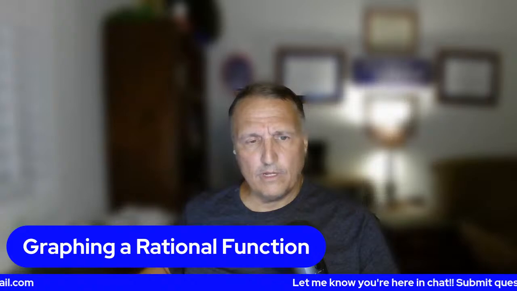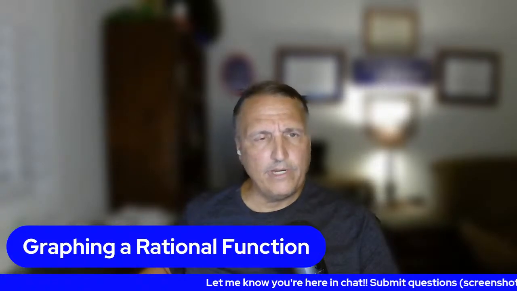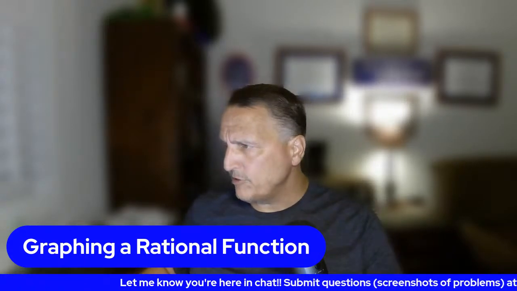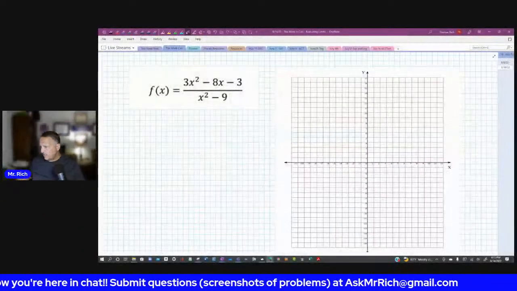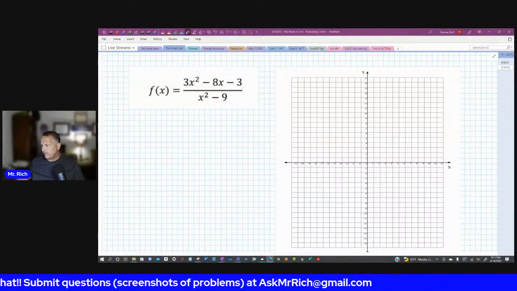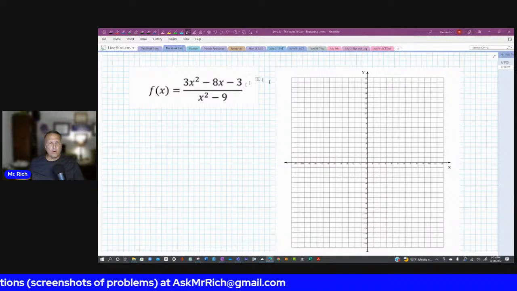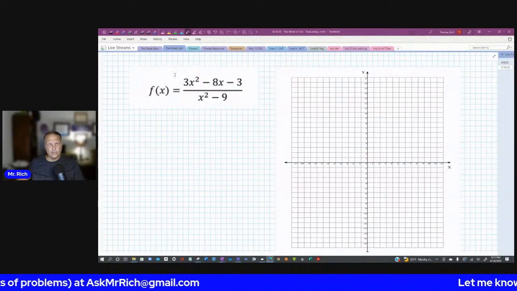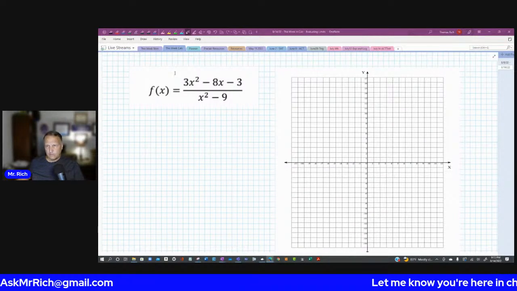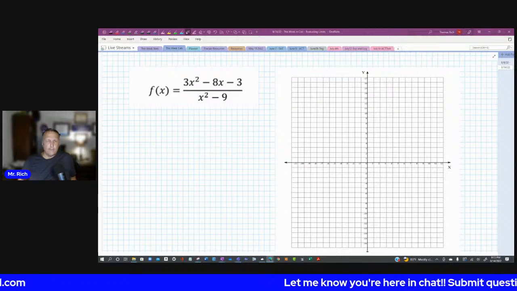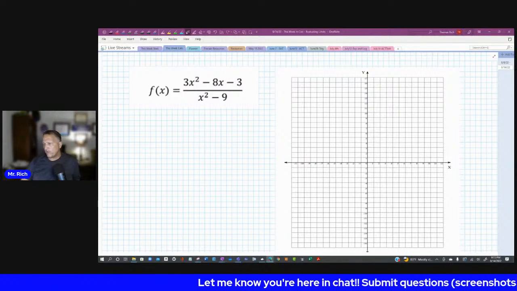So I will pull back up my screen here and show you the function that I want to work with. And there it is. So I want to work with this rational function. F of x is (3x^2 - 8x - 3) / (x^2 - 9).